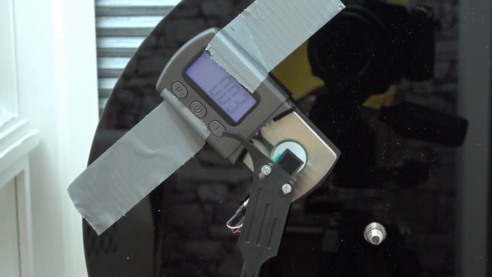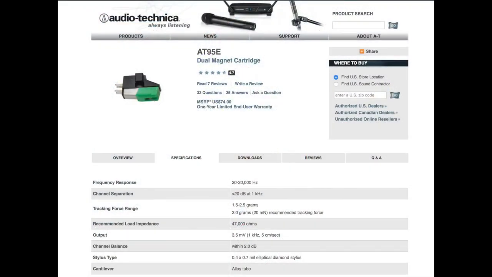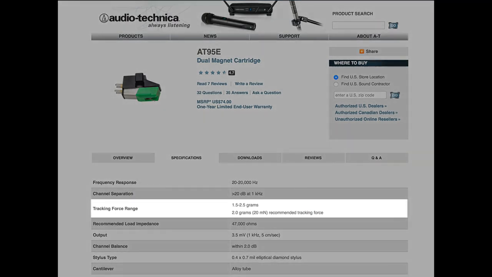And it starts off at 0.03, so I'll take that off at the end. Shows us 2.64, so we say 2.61 or just 2.6 to round it out. So 2.6 grams tracking force. Now let's look at the cartridge manufacturer's specs. So the cartridge itself is the AT95E. If we look down the middle here, we can see they recommend a tracking force of 1.5 to 2.5 grams. So it's 2.6, just a little bit beyond there.